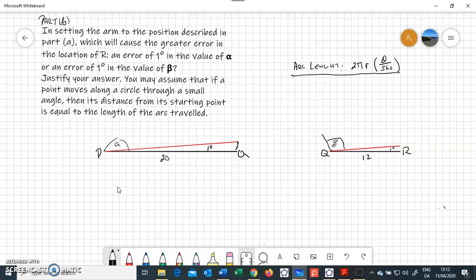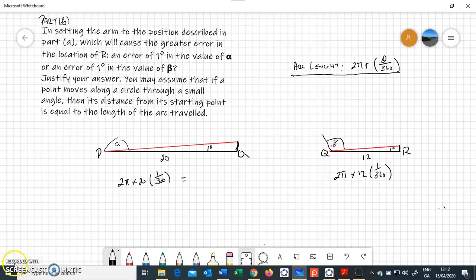So very simply, all you have to do is calculate what this arc is here. This is the error, you can see it there. The length of that arc and the length of this arc here. Putting that into the calculator, you get 2 times pi multiplied by 20 multiplied by 1 over 360, where theta, the angle, is represented by 1 degree. And then over here, the same thing again. We have 2 times pi multiplied by 12, multiplied also by 1 over 360.